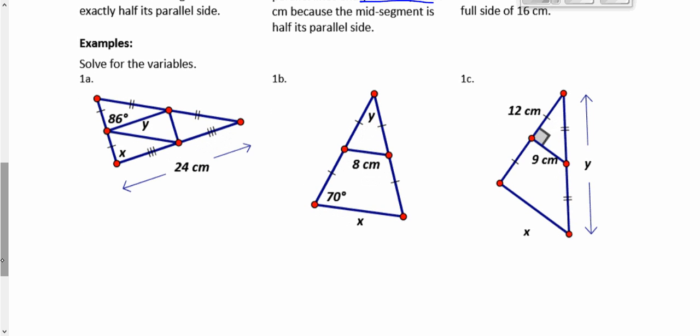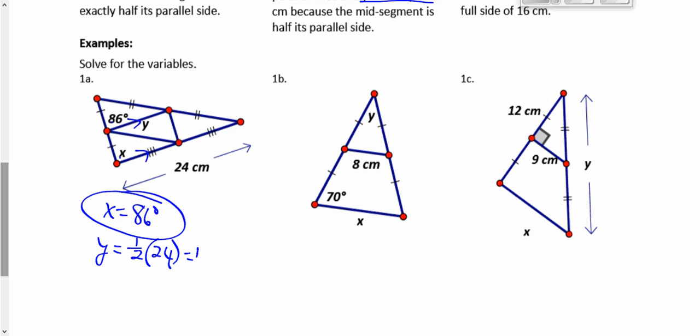You guys are going to take a look at these, and you're going to solve for any variables that you see in there, x and y. So quietly, take a few minutes, read these, set them up. Because these guys are parallel, and these are corresponding angles, so x equals 86 degrees. How about y? So y equals half of 24, isn't it? Equals 12. Okay?